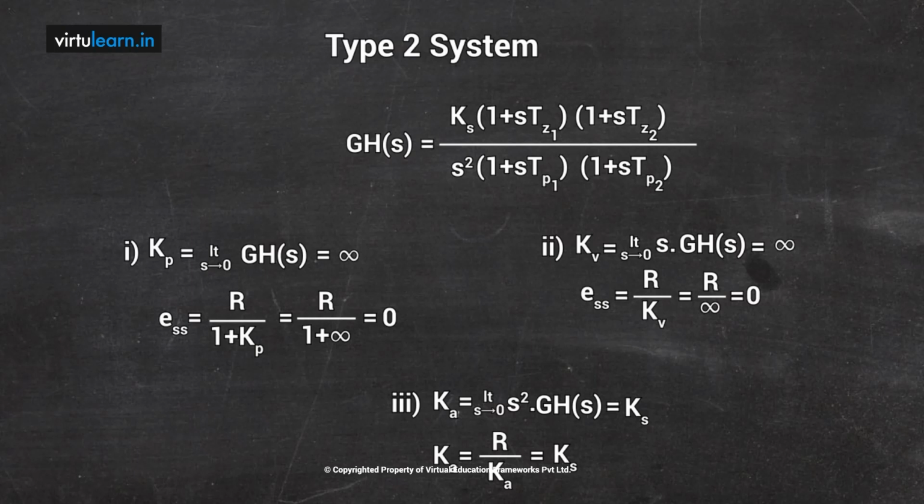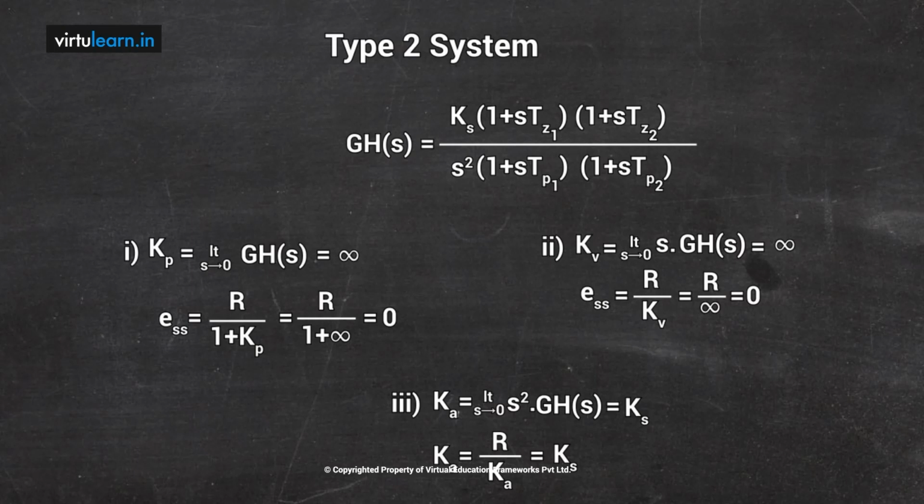And the acceleration error constant Ka is limit s tends to 0, s square GH of s. Now in this case you can cancel s square, therefore you will get only Ks. So Ka is equal to Ks for the acceleration constant. Now, what is the corresponding error? ESS is equal to R by Ka, therefore R by Ks.